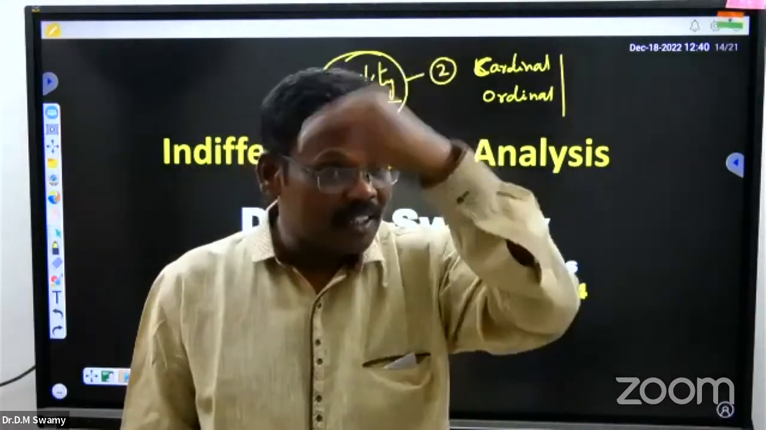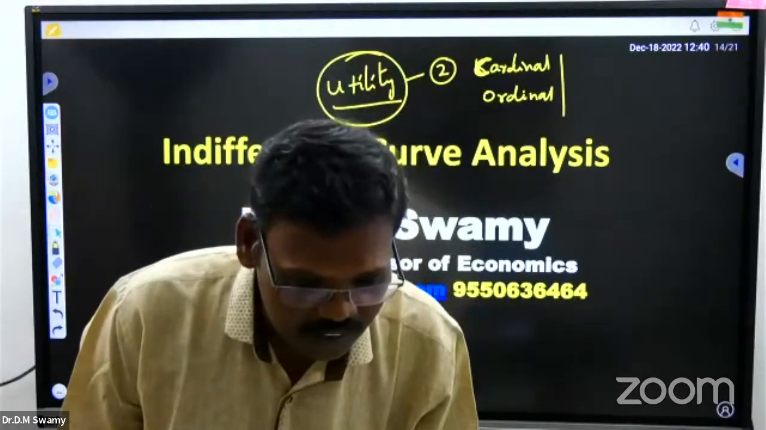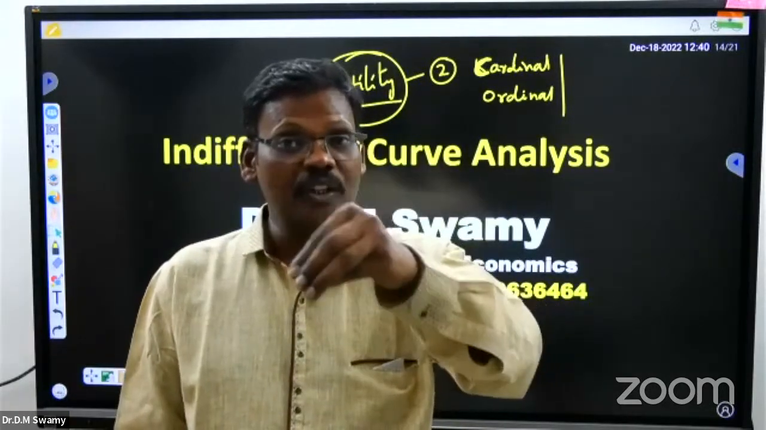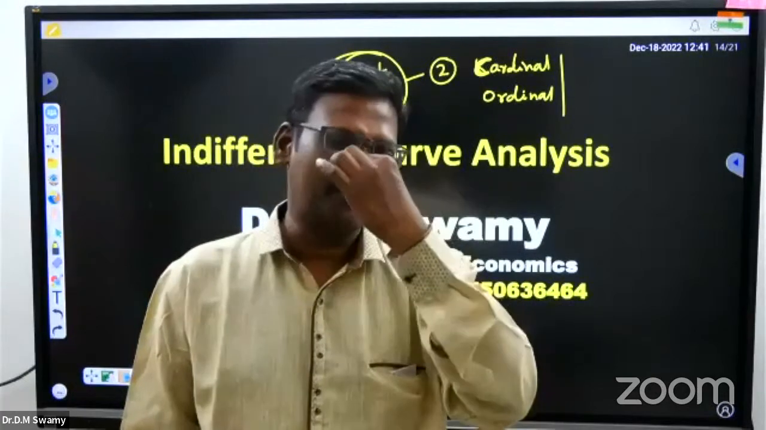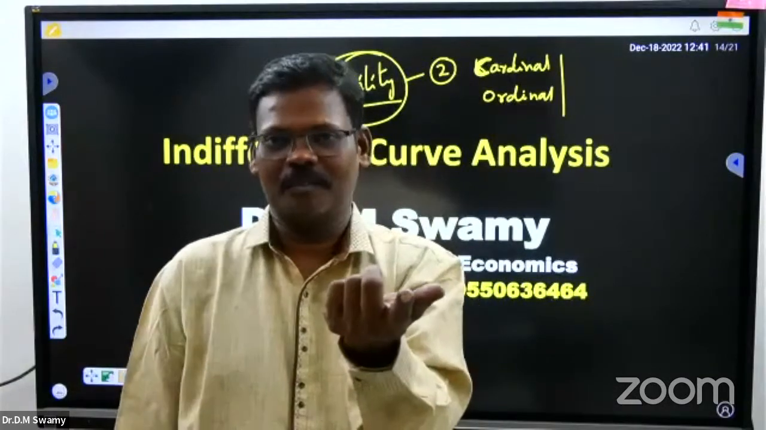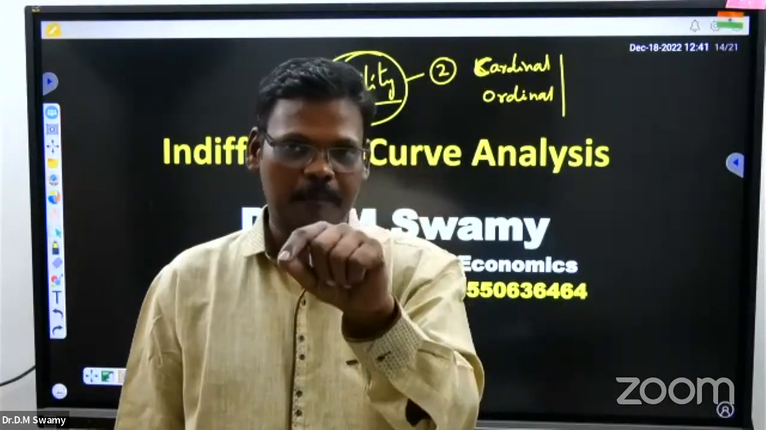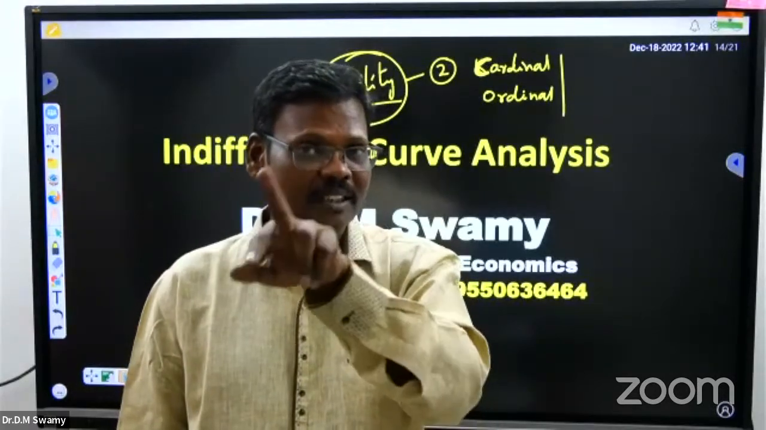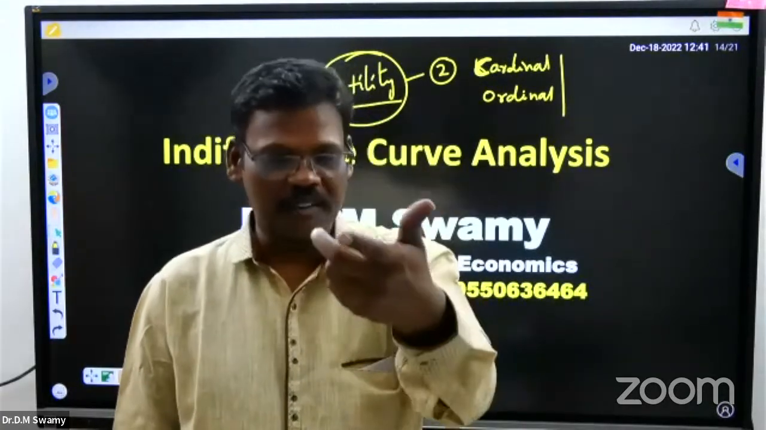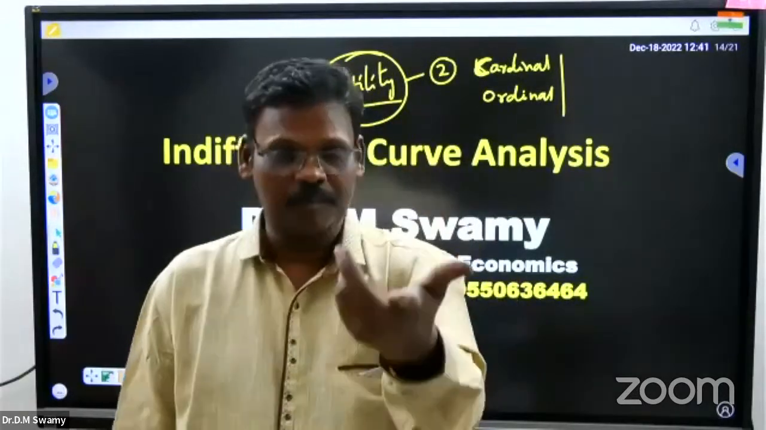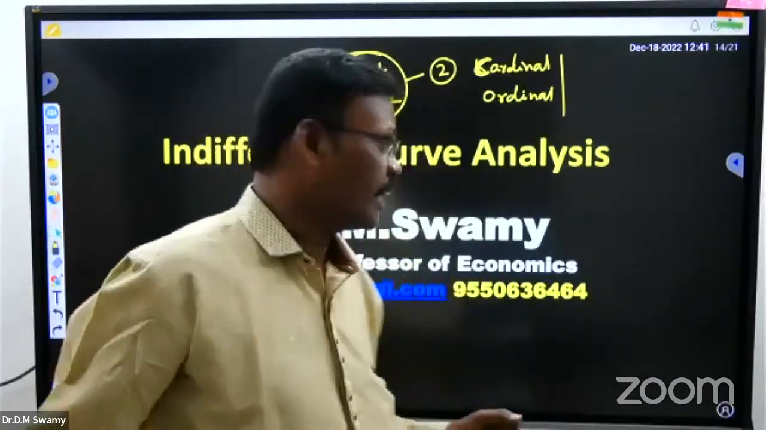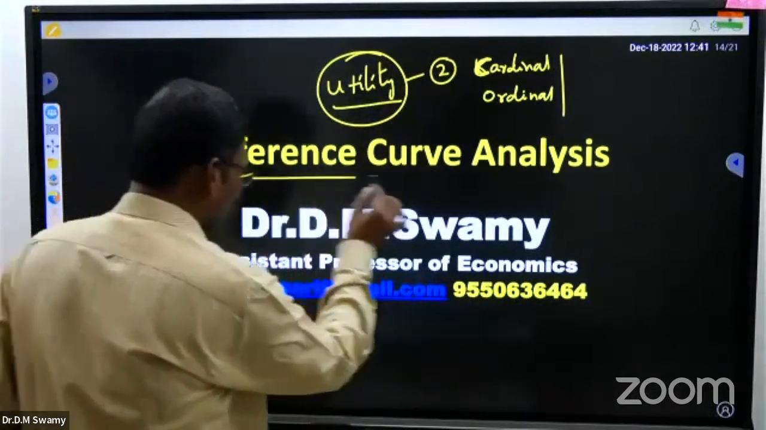But when you come to ordinal utility, the utility is gained by the consumer when consuming the goods, but that utility cannot be measured. It can be compared. That concept was developed by J.R. Hicks and R.G. Allen. Based on that concept of comparison of utility, there is one important theory, known as the indifference curve analysis.